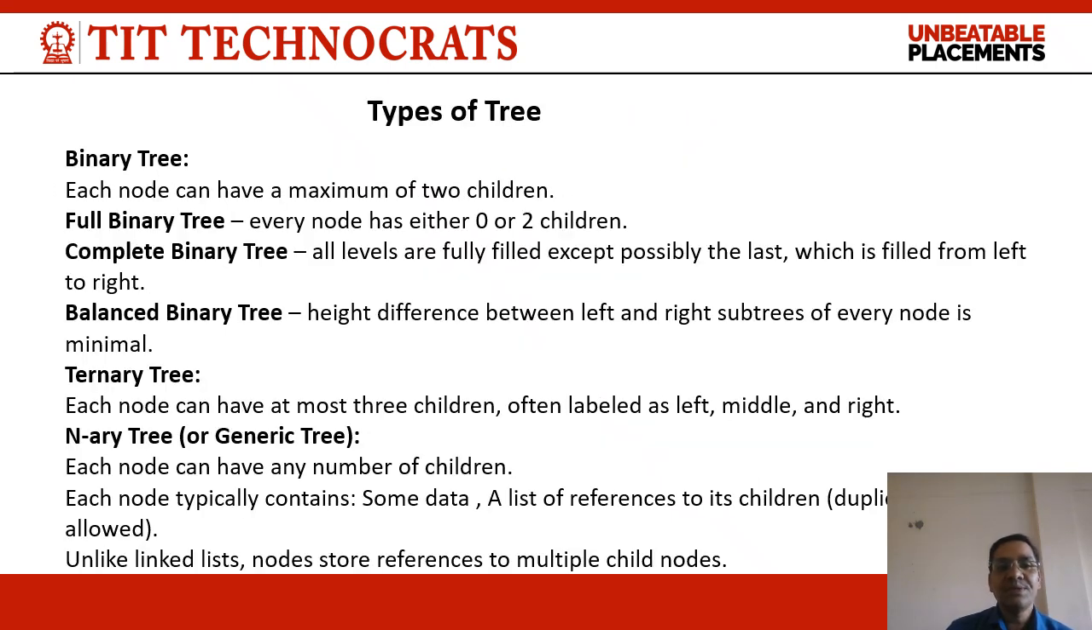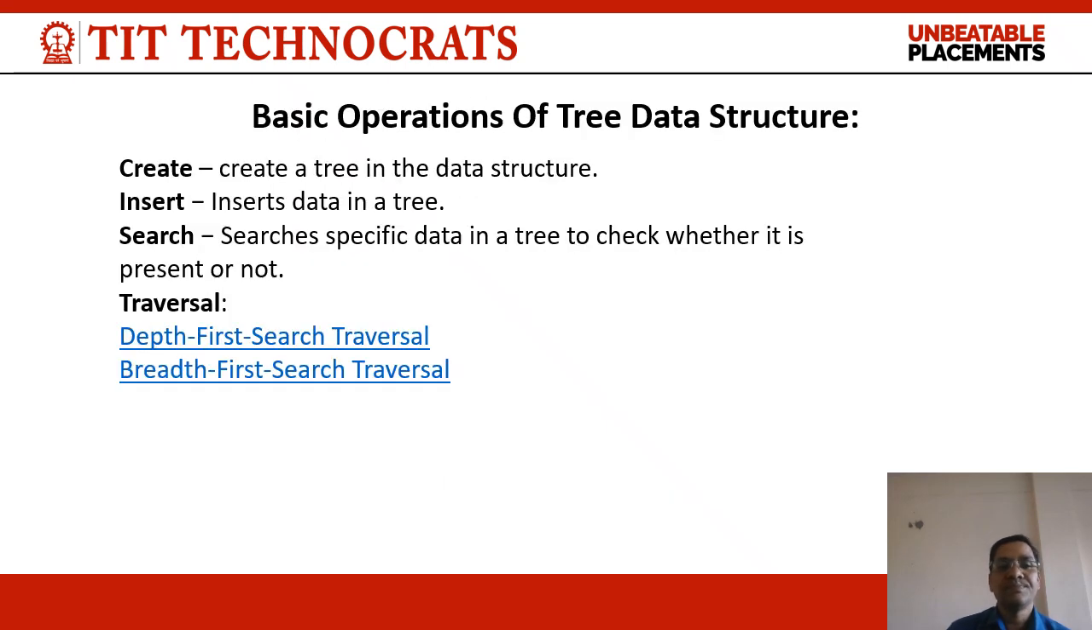There are different types of trees, like binary tree, in which each node has 0, 1 or 2 children. Full binary tree, every node has either 2 or 0 children. Complete binary tree, all levels are fully filled except possibly the last, which is filled from left to right. Balanced binary tree, the height difference between left and right subtree of every node is minimal. Ternary trees and n-ary trees are also called generic trees.